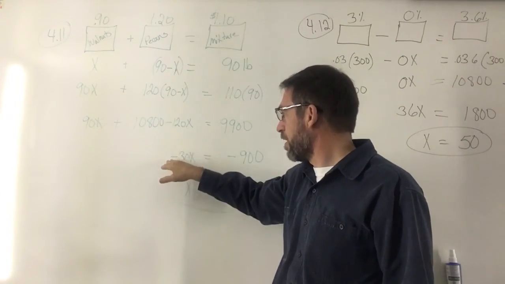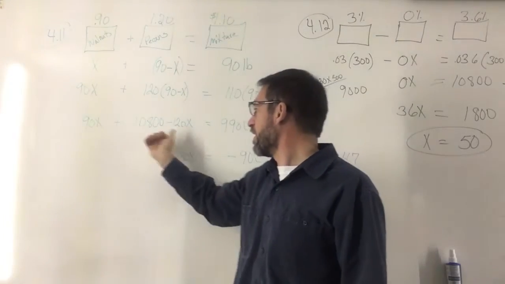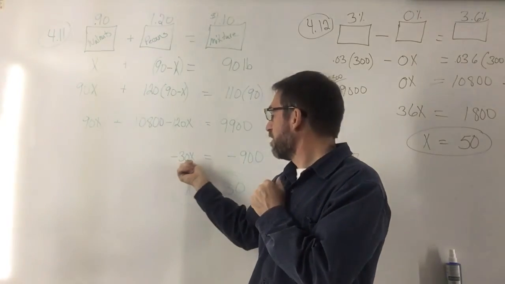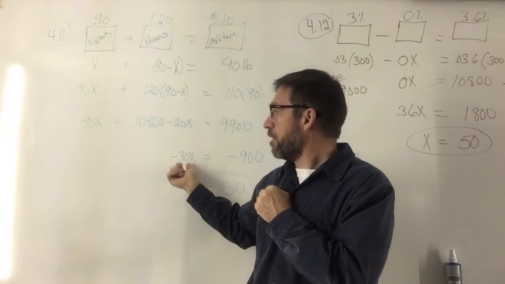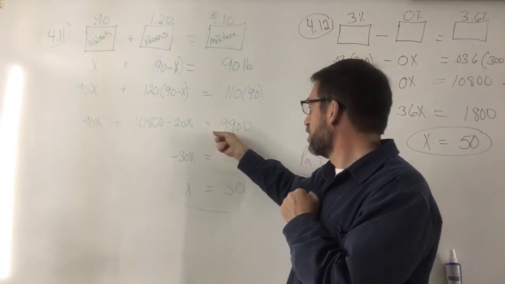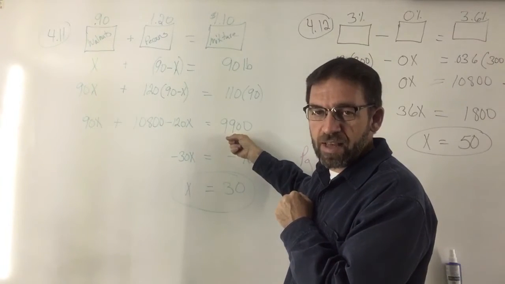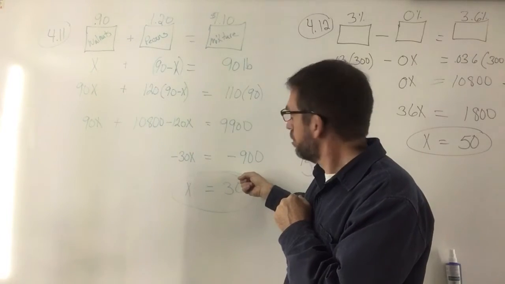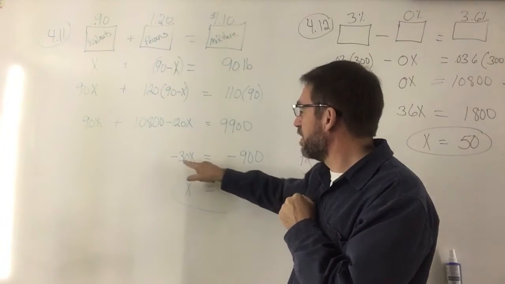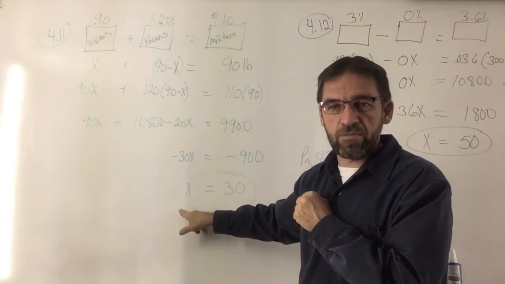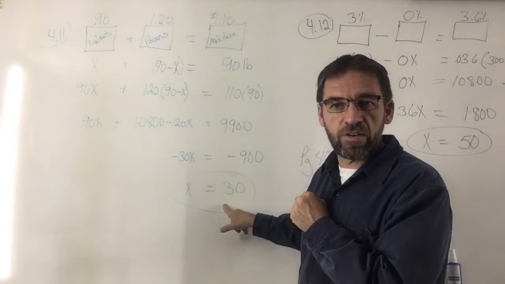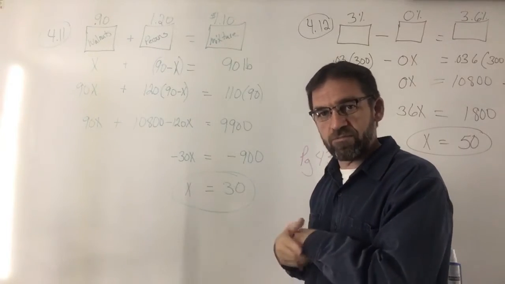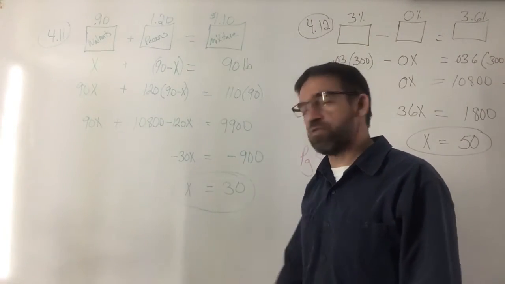Now, from here I drop down here. Well, I've got 120x and 90x both on the same side, so we'll combine those. 90 from 120 leaves me with negative 30x. Okay, now I bring this 10,800 over to this side, and I subtract 9,900 from it. Brings me down to negative 900. And then if I divide by negative 30, I get x by itself. 30 into 900, I get 30. Two negative signs equal one positive. Negative 30x equals negative 900, so x equals 30.